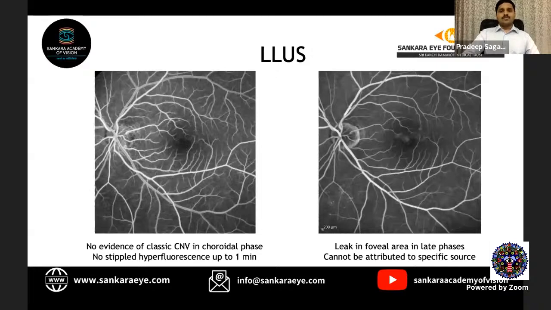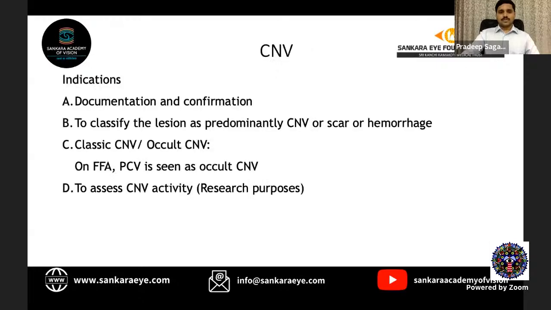Coming to an example of late leakage of undetermined source. So this is the venous phase of the angiogram where we don't see any definite vascular network in the choroidal phase or in the arterial phase, and we don't even see stippled hyperfluorescence up to 1 minute. But in the late phase, we can see that there is area of leak at the fovea which cannot be attributed to a specific source, which is defined as a late leakage of undetermined source.